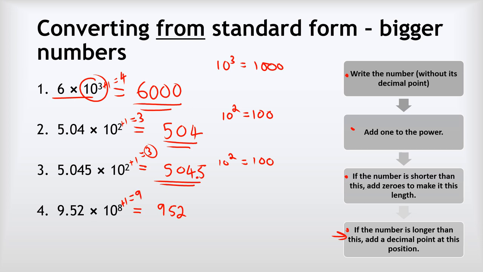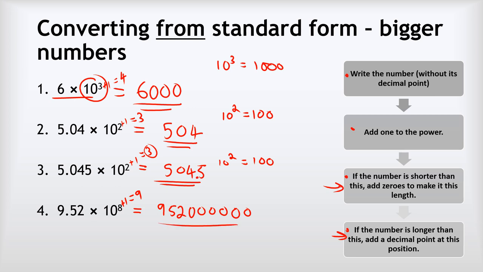So this section here about adding zeros is going to take us a while because we've got 3 digits and we want a total of 9. So we need to add 6 zeros. So 952 and then 1, 2, 3, 4, 5, 6 zeros there to give us our final answer.